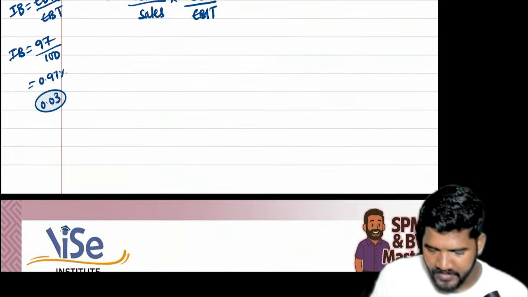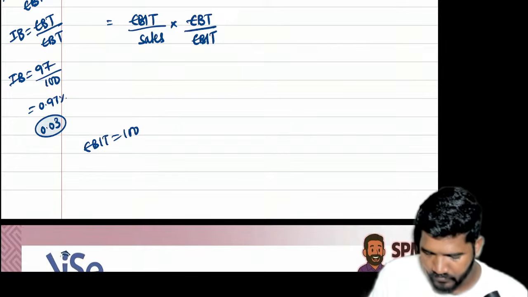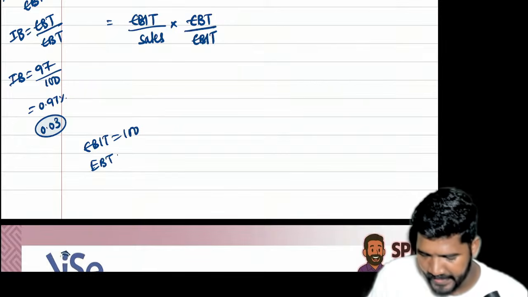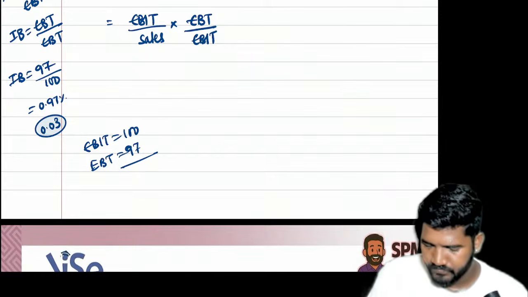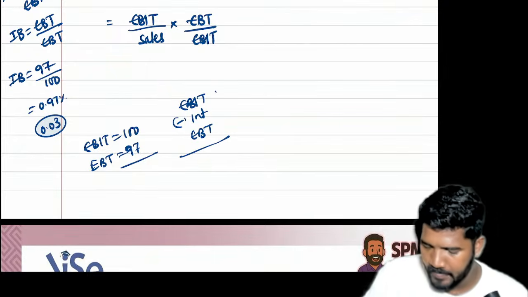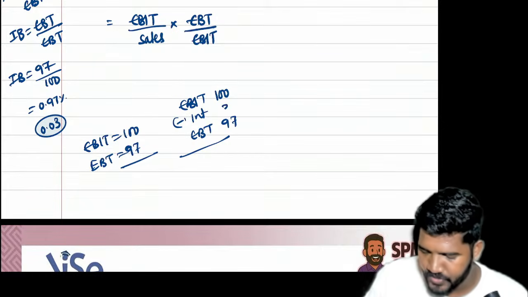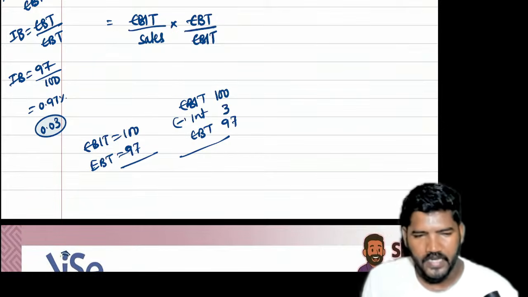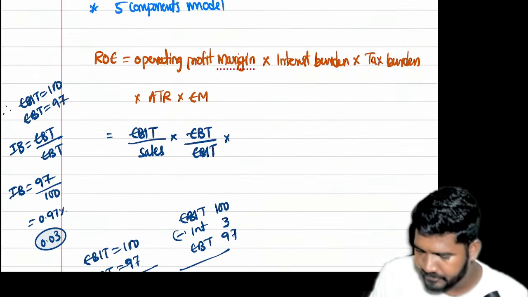To understand with another example, EBIT equals 100, EBT equals 97. Now how do we get interest? Generally EBIT minus interest gives you EBT. Now EBIT is 100, EBT is 97. What is the interest portion? 3. Guys, clear?